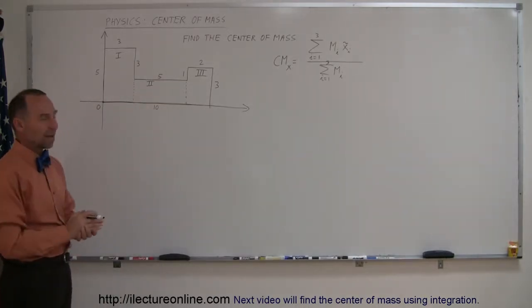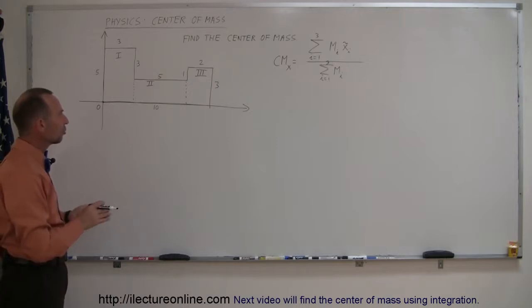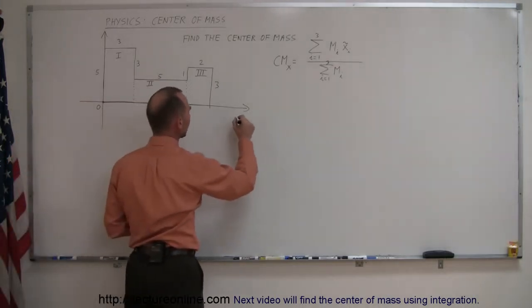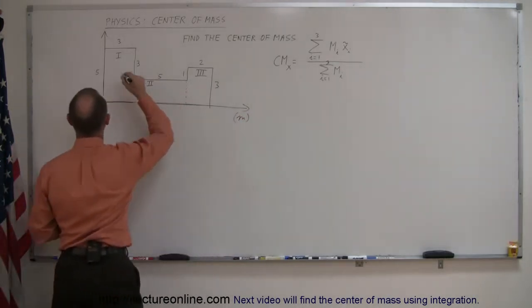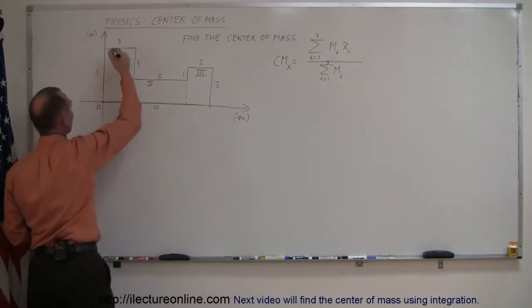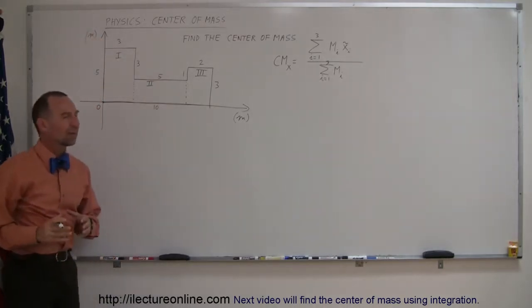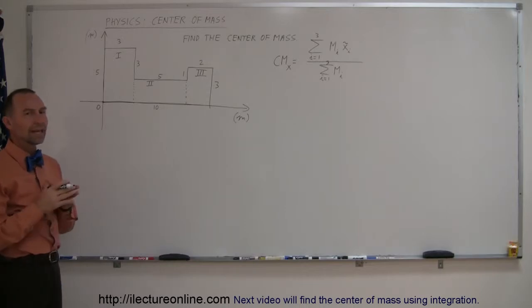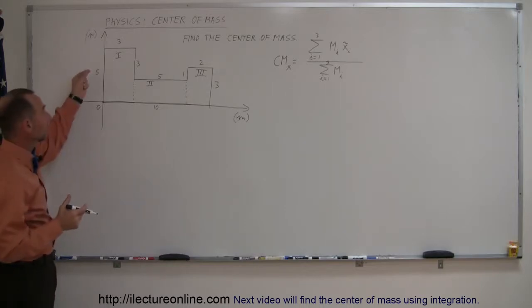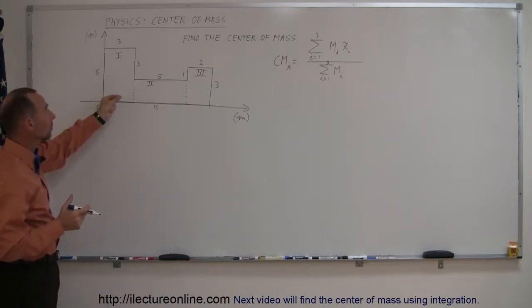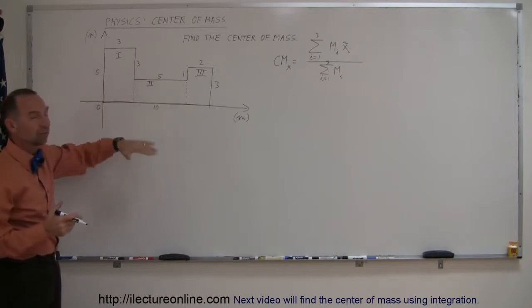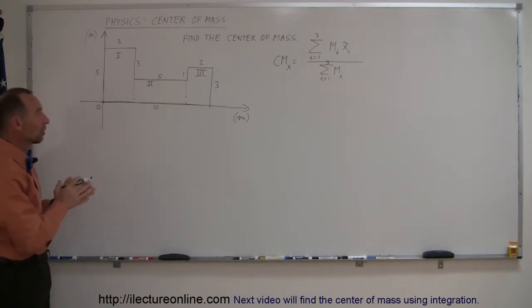Now, they didn't give us the mass. They gave us the dimensions, and let's say that the dimensions are in meters. So this is all in terms of meters. So instead of using the masses, we can use the areas, because let's assume that these are thin plates, so that the mass of each plate is proportional to the surface area of each plate.